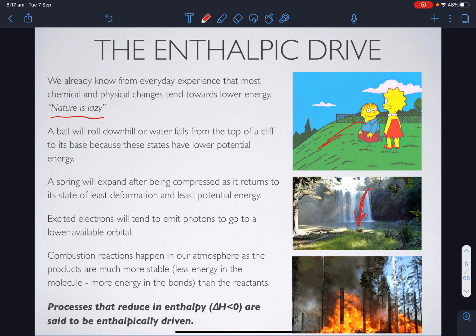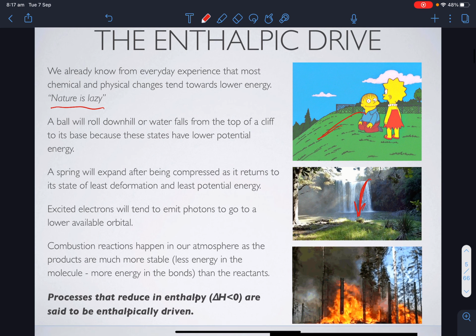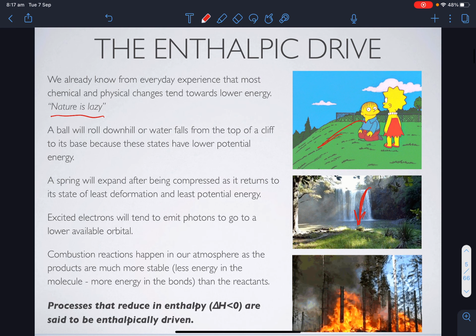So we talked about that with combustion reactions. Things will combust and a lot of energy will be given out, and the carbon monoxide and water product of these is much more stable or lower energy. So processes that reduce in enthalpy or are exothermic or delta H less than 0 are said to be enthalpically driven. Nature wants to go this way, all right?